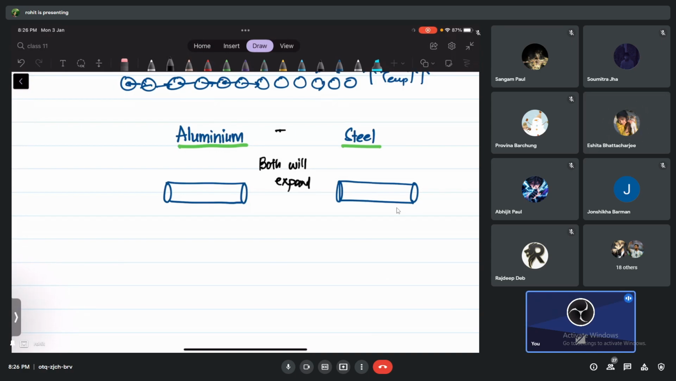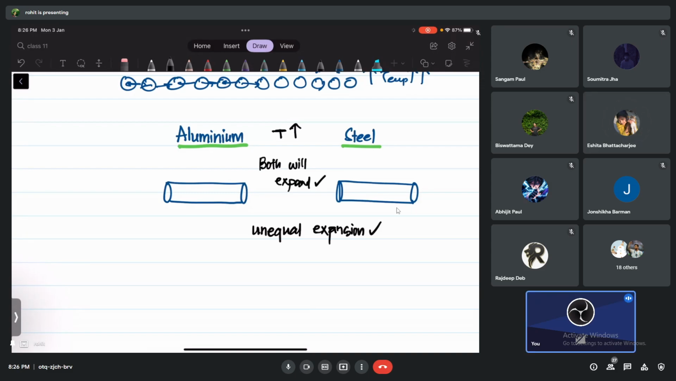When the temperature is increased, both will undergo expansion in length, area and volume. Expansion will take place in both of them, but my question is, what do you think? They will expand by equal amounts or unequal amounts? Unequal amount. Unequal. Very good. The expansion will be there, but unequal expansion. I think this part is clear, because they are not the same, right?